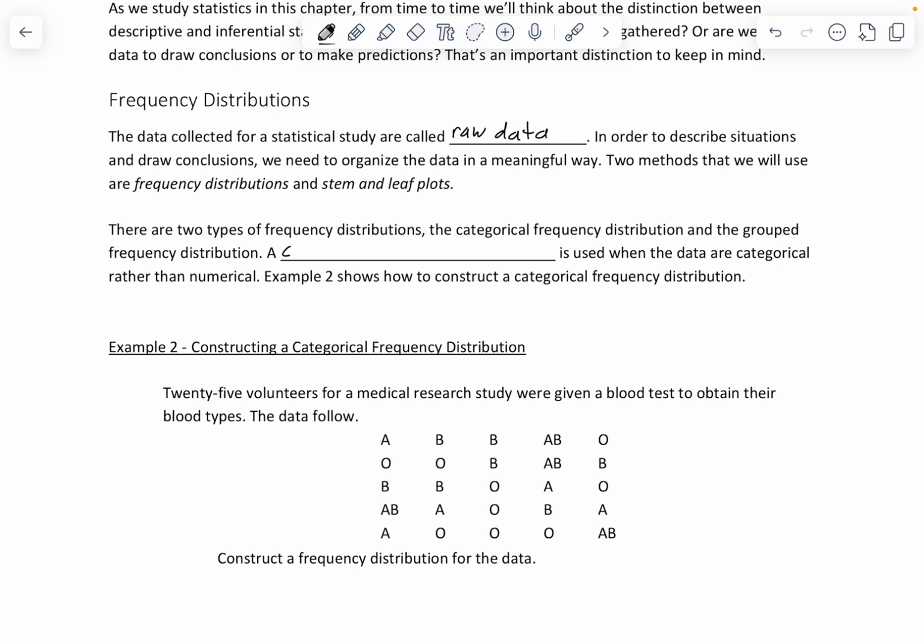A categorical frequency distribution is used when the data are categorical rather than numerical. Example 2 shows how to construct a categorical frequency distribution. Let's go over this. So let's say 25 volunteers for a medical research study were given a blood test to obtain their blood types. The data follows. Let's construct a frequency distribution for this data.